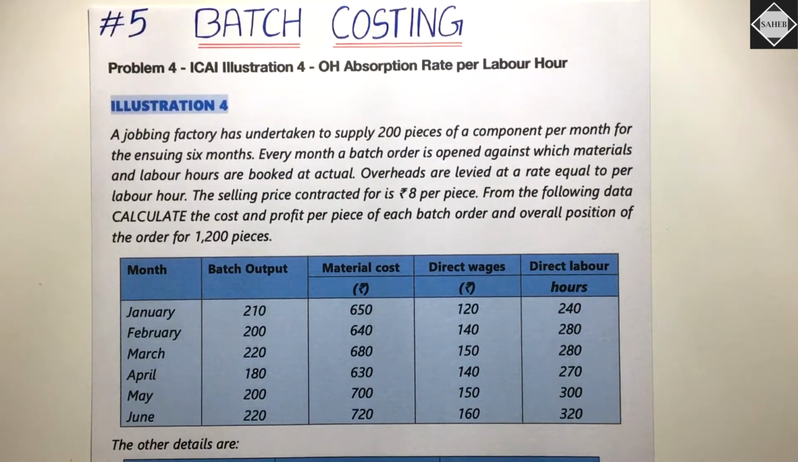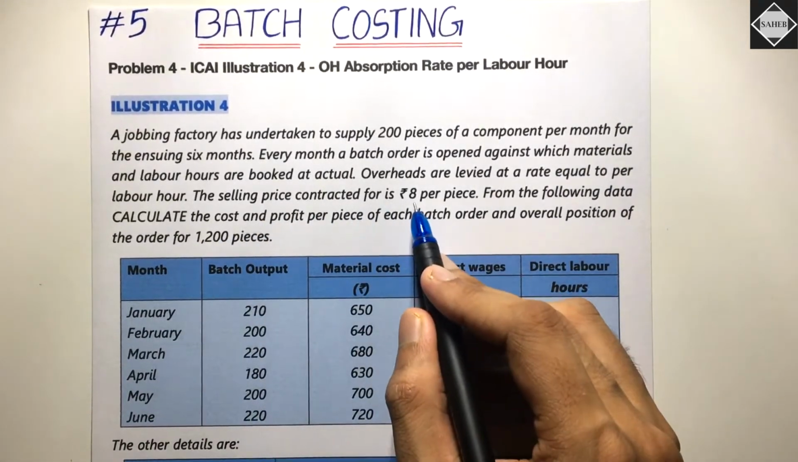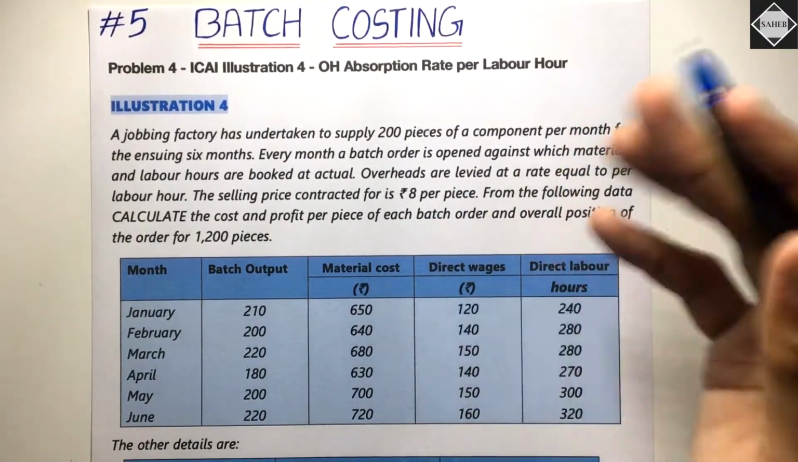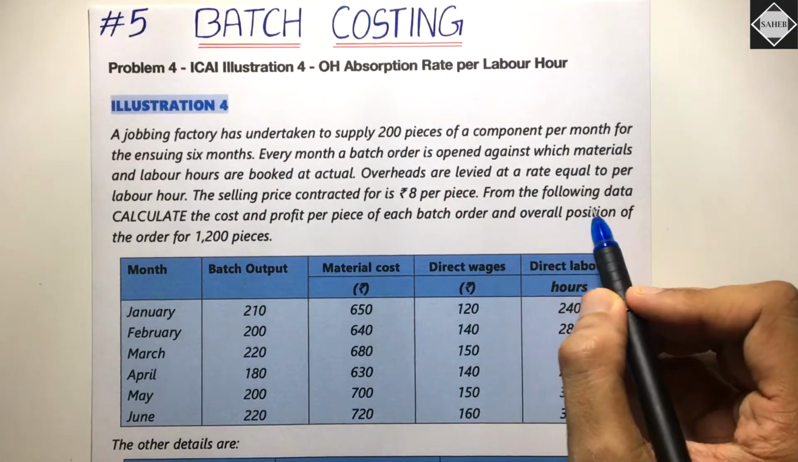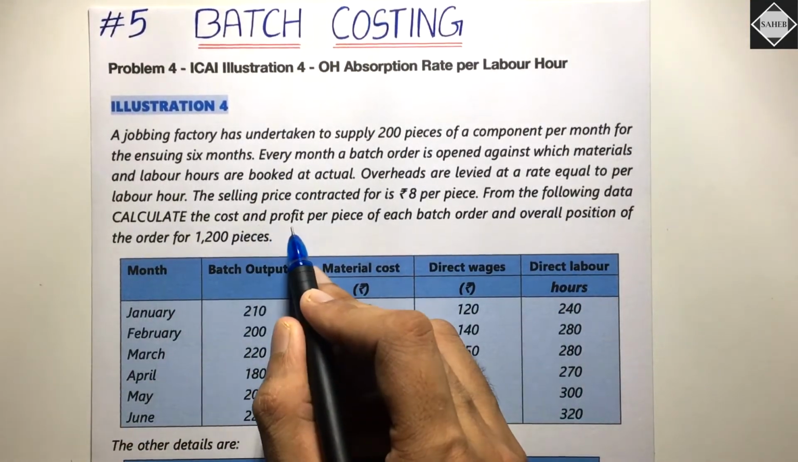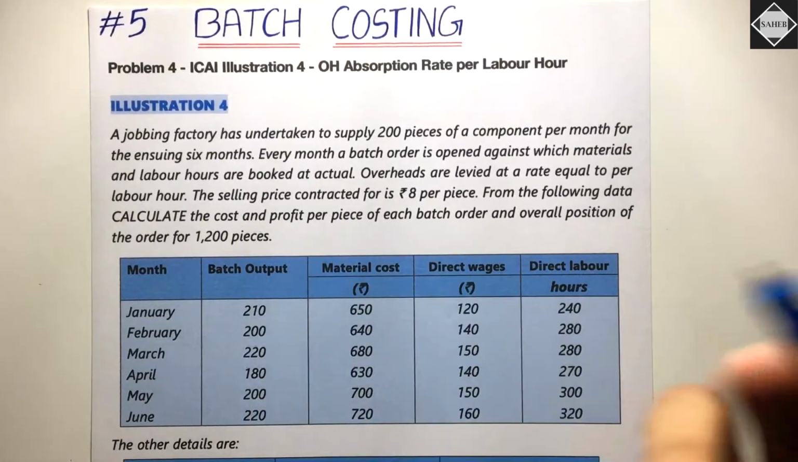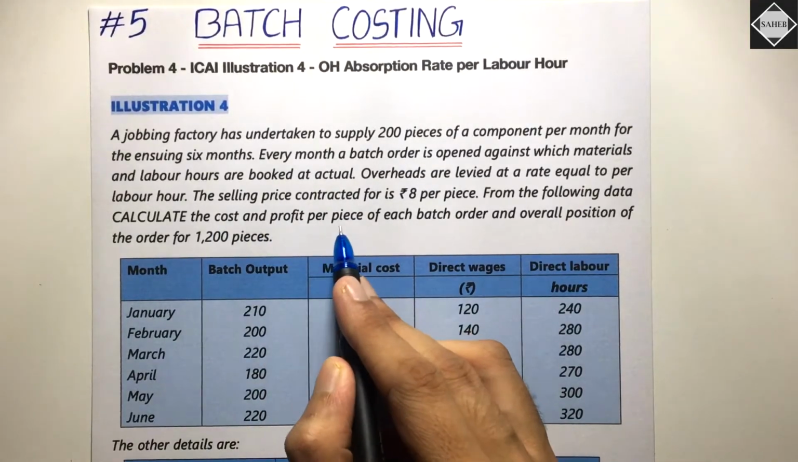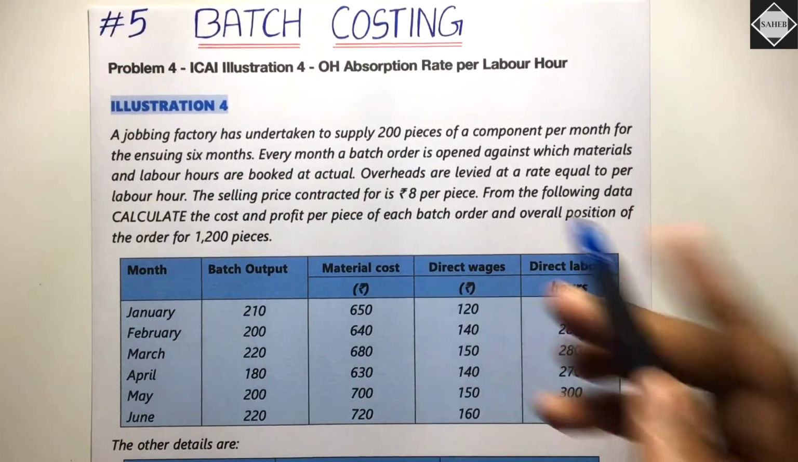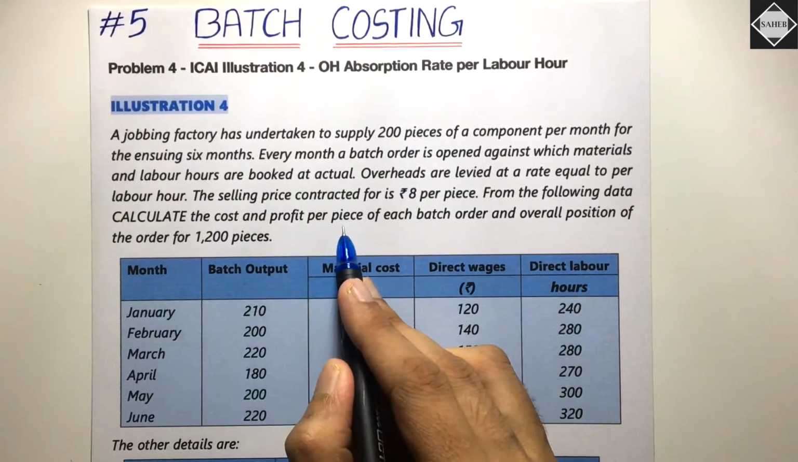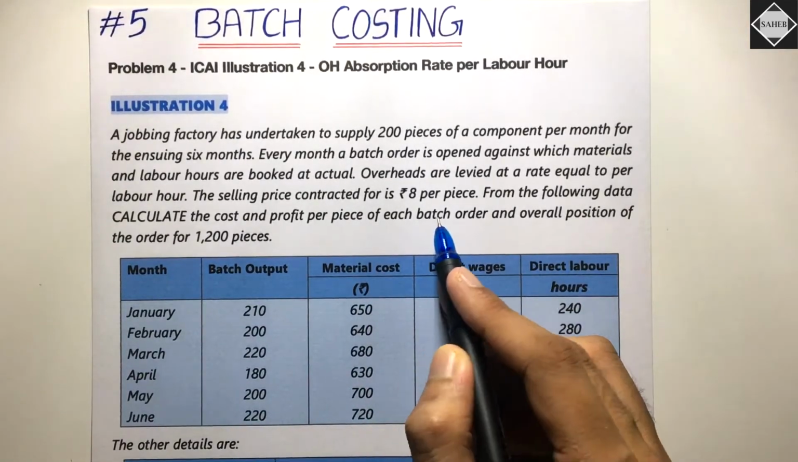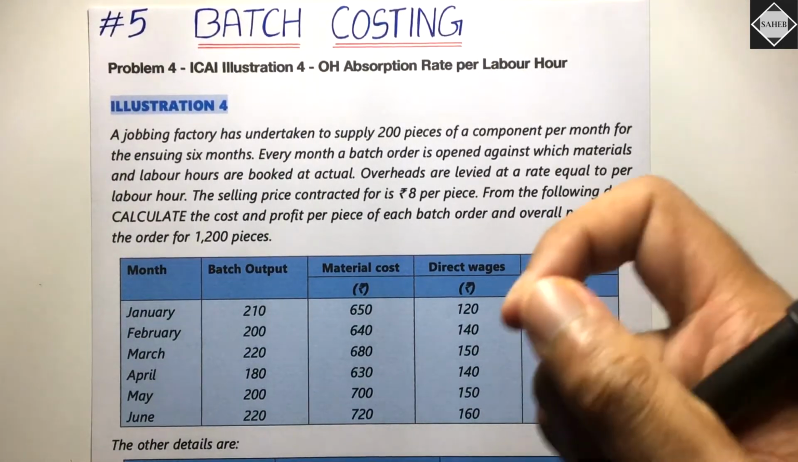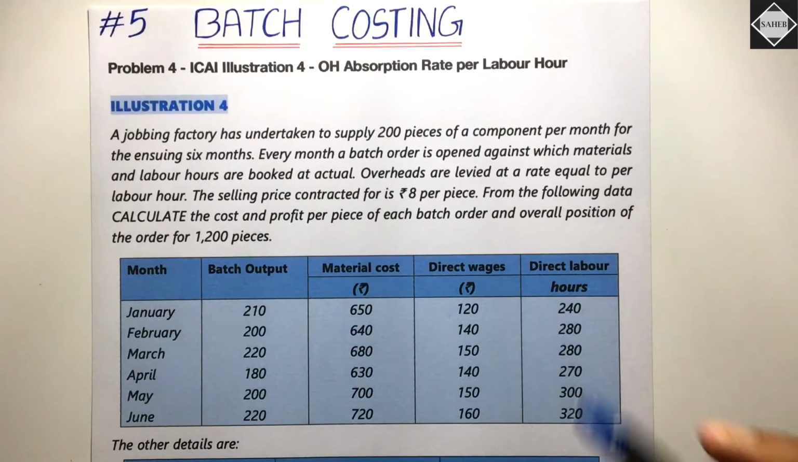The selling price contracted for is 8 rupees per piece. That's the selling value. We'll easily calculate 8 rupees into the output. From the following data, calculate the cost and profit. Both things we have to calculate, which means we have to prepare the cost sheet. Yes, cost and profit per piece of each batch. Now understand, they're asking per piece and also for each batch. So we have to calculate the cost and profit of each batch as well as per piece of each batch.